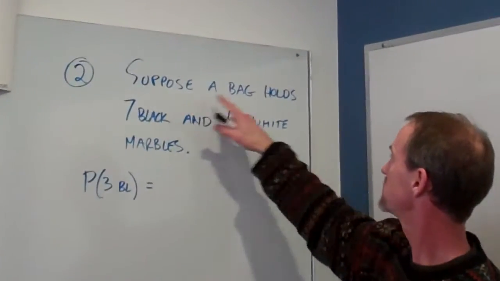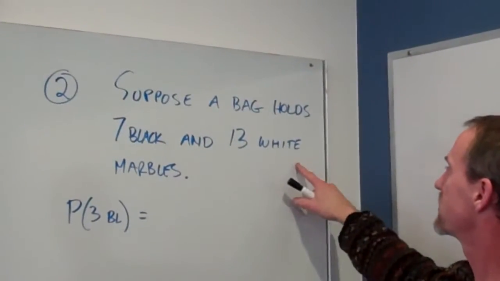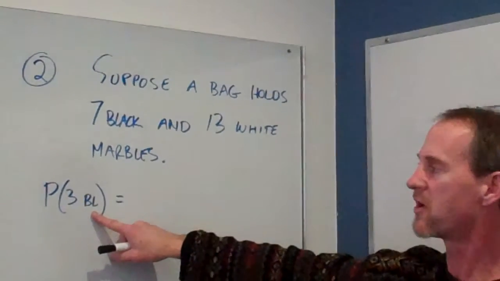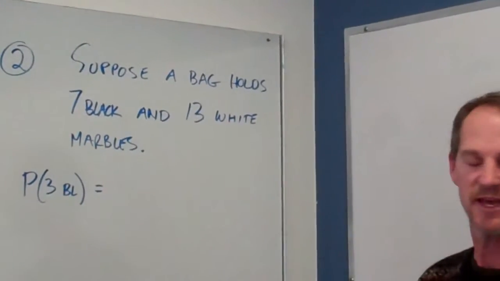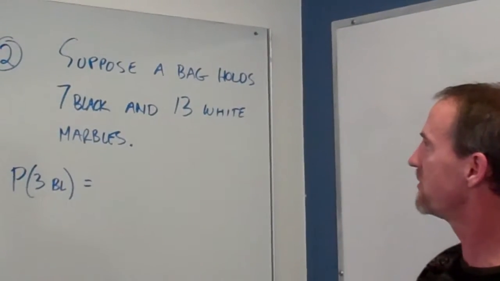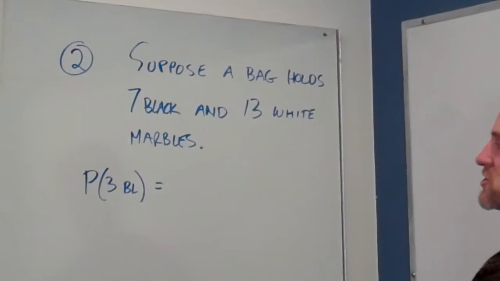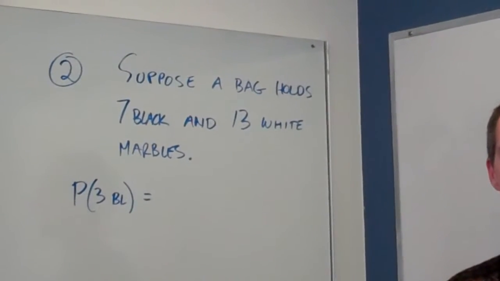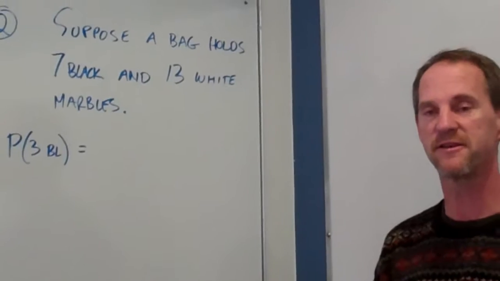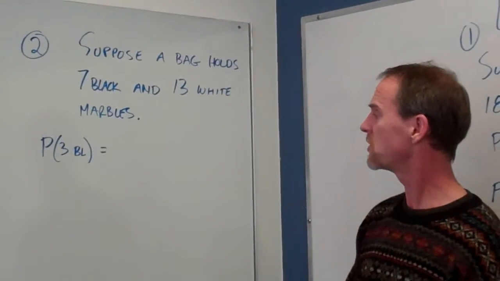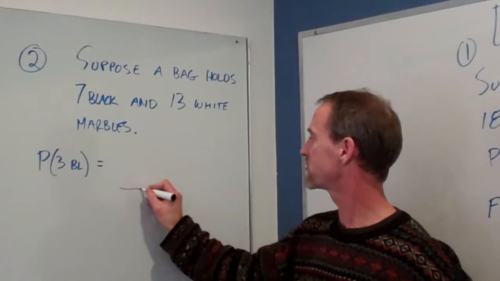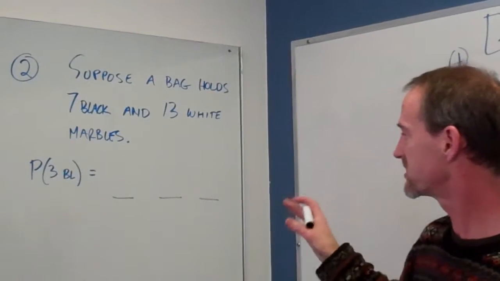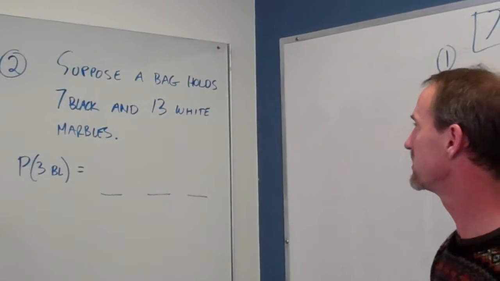Now a different related question is this one over here. Suppose a bag holds 7 black and 13 white marbles. What's the probability that we choose 3 black marbles? That means reaching into the bag, choosing 3, looking down at your hands, and having all 3 be black. Choosing 3 marbles all at once is no different than choosing 1 and then another and having 3 in your hand. It makes it much easier to break it down into 3 individual probabilities. When we have probabilities like this, we simply multiply the results.